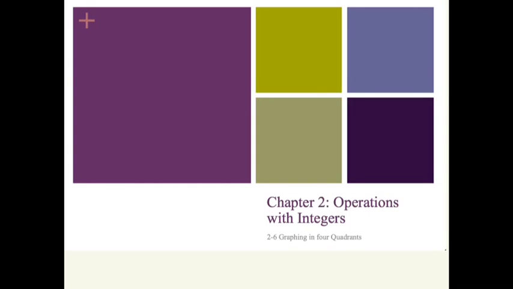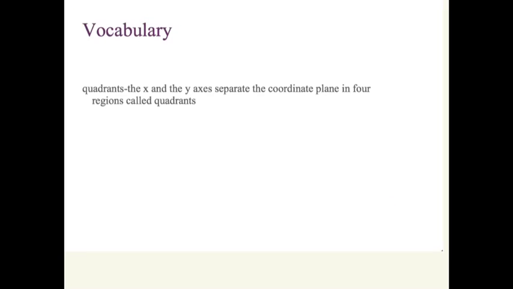Hey pre-algebra, we're working in chapter 2 still, but right now we're going to move on to section 2.6, graphing in 4 quadrants. We only have one vocabulary word today, and that word is quadrants. The x and y axes separate the coordinate plane into 4 regions called quadrants.